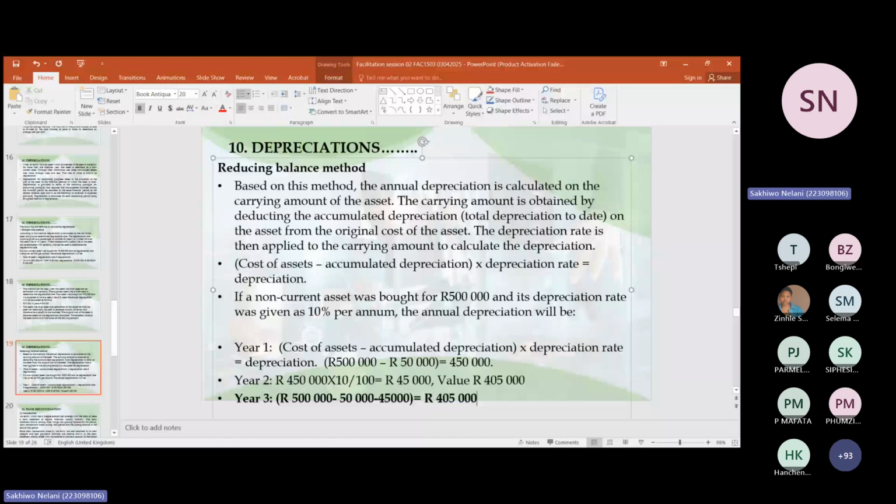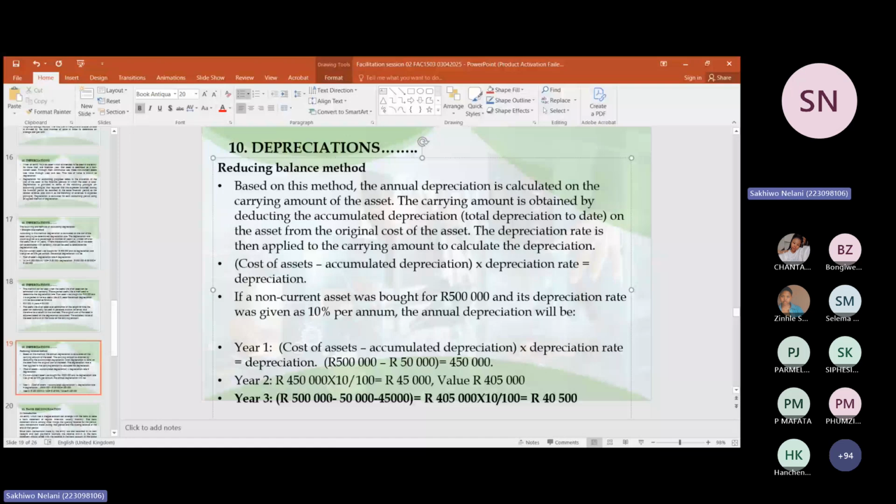Then you calculate now depreciation from here for year 3. How much do you get on your side, depreciation using diminishing method for year 3? 40,500. So if you lose this method, you will be in trouble.